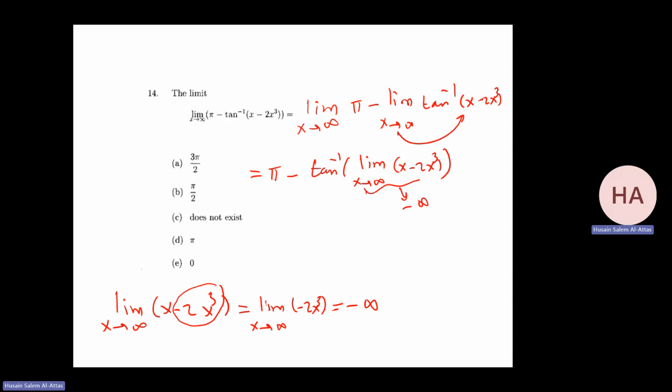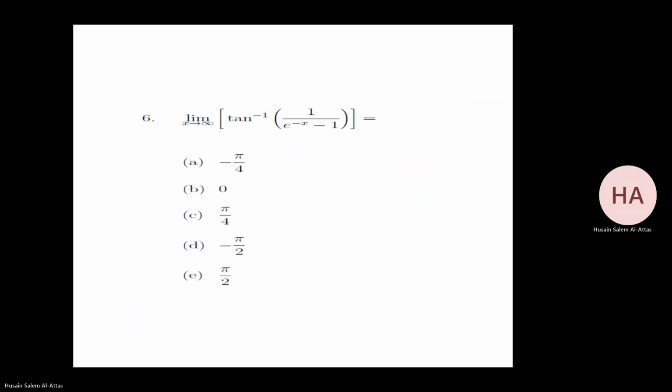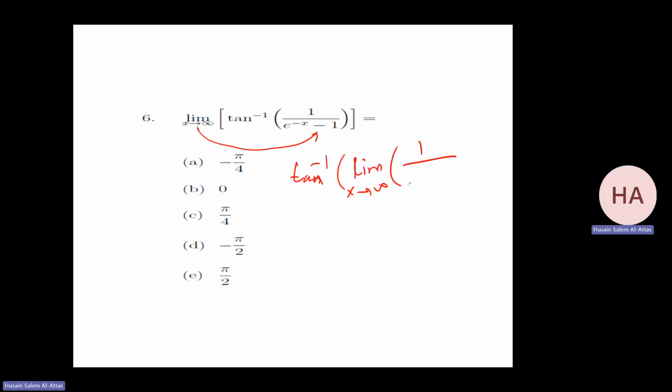Tan inverse of minus infinity will be what? Minus pi over 2. So the answer is pi plus pi over 2 because of this minus times minus. And that gives me 3 pi over 2, which is this. Tan inverse of this, I can take the limit inside. You get what? Tan inverse, do it in a step, of the limit of this one.